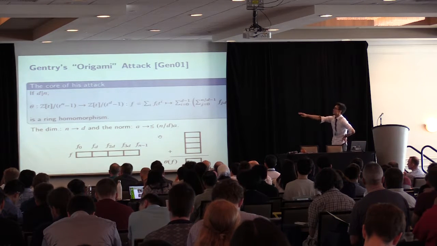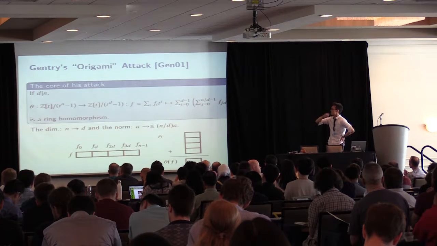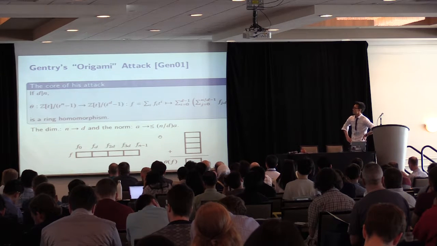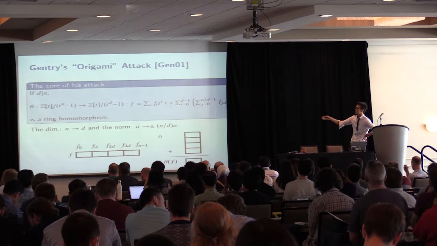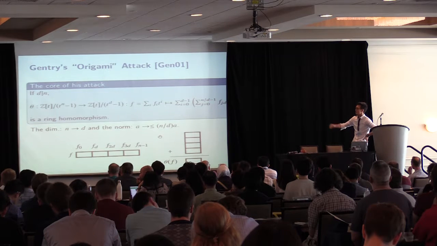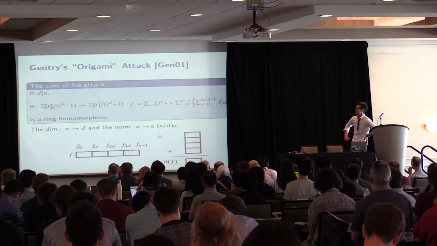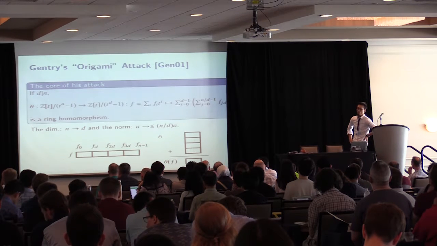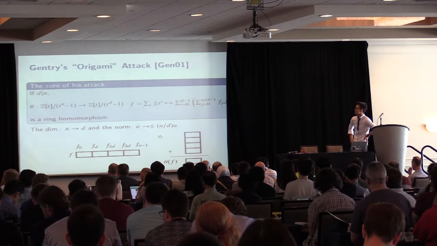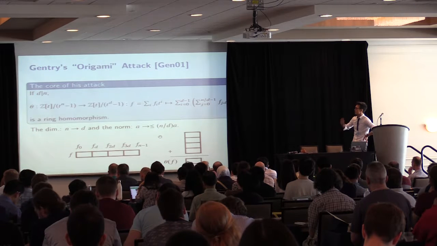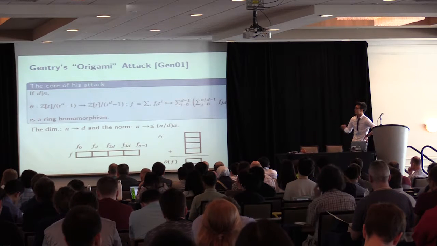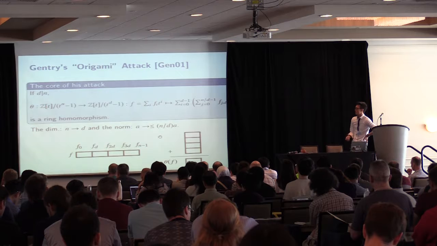Because applying this ring homomorphism to f on the left-hand side, we can divide it into chunks, stack them and take the sum of them. Therefore, when applying this ring homomorphism, the norm grows up by a factor of n over d. So if n is 4d in this illustration, the norm grows up by a factor of four.